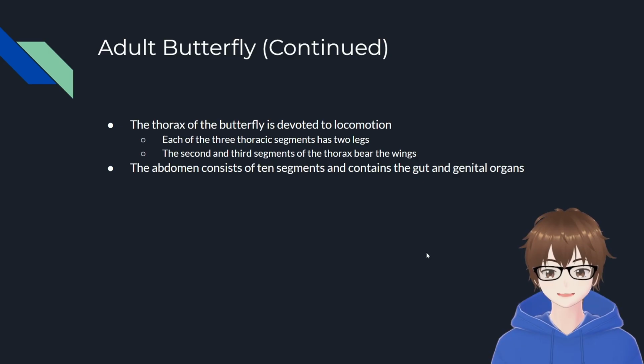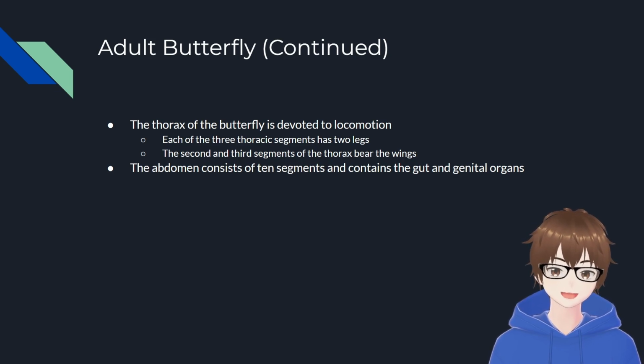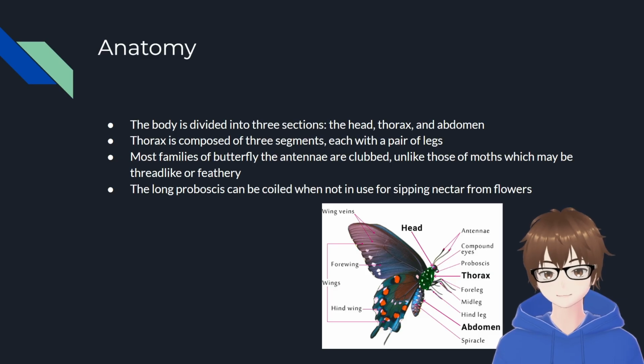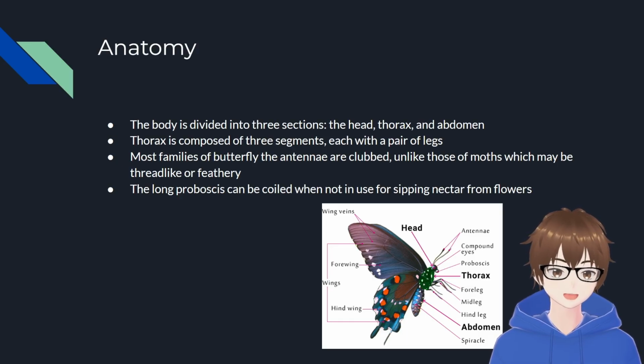So the thorax of a butterfly is devoted to locomotion, and each of the three thoracic segments has two legs. The second and third segments bear the wings. Then the abdomen consists of 10 segments and contains the gut and genital organs. So here we have the anatomy of it. You can see some of the stuff I was talking about.